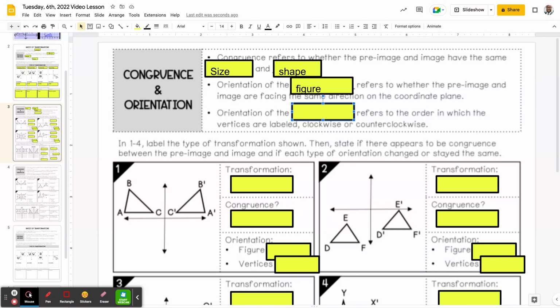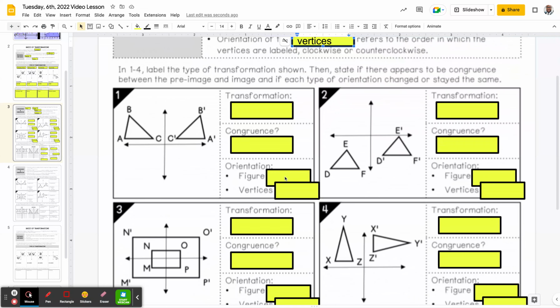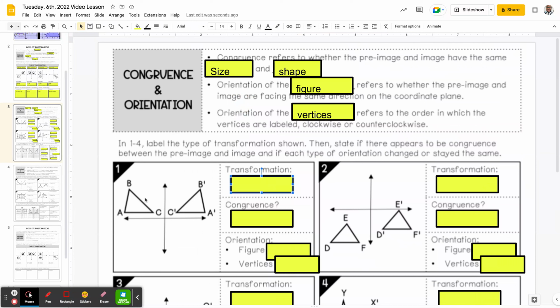Now, our next part here, where it says orientation of the blank, refers to the order in which the vertices are labeled. As you saw or guessed, it's going to be vertices. Orientation of the vertices refers to the order in which the vertices are labeled, clockwise or counterclockwise. So, using that information, let's do 1 through 4. What transformation is this? Well, it's a reflection because it flipped.